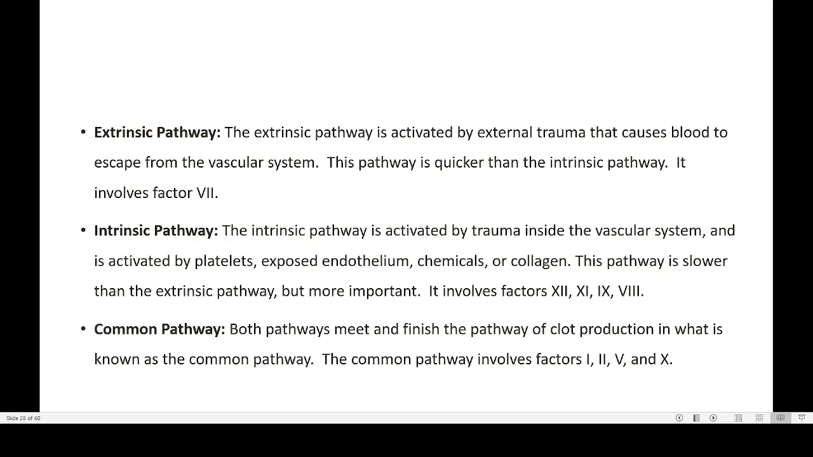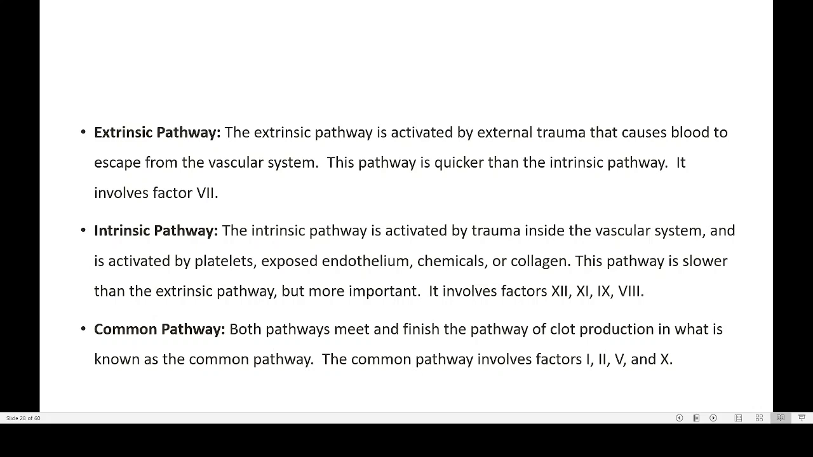Extrinsic pathway is activated by external trauma. If there is an injury on your hand, that is an external trauma, and that causes blood to escape from the vascular system. So as a result of external trauma, you will be losing blood from your body to the outside. It is a more serious case than the internal trauma. This pathway is much quicker than the intrinsic pathway because there is a loss of blood involved. To prevent that loss of blood, the body is acting very fast.